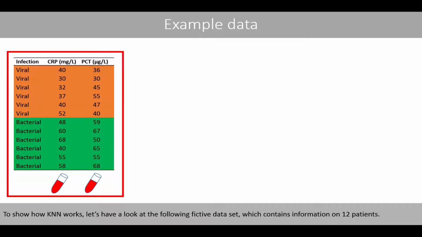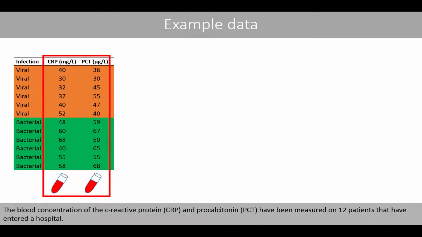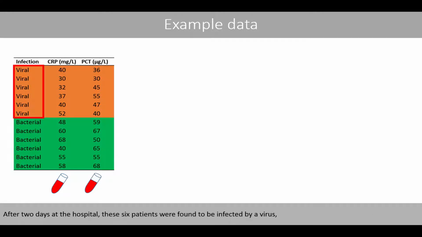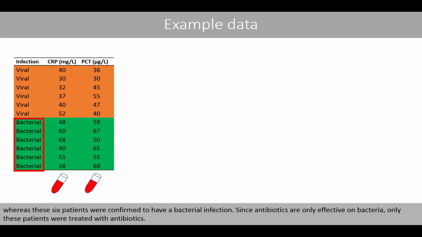To show how KNN works, let's have a look at the following fictive dataset, which contains information on 12 patients. The blood concentration of the C-reactive protein and the procalcitonin have been measured on 12 patients that have entered a hospital. Once the patients had entered the hospital, the presence of bacteria and viruses was analyzed. However, it usually takes several hours or days to determine if the patient has a viral infection or a bacterial infection. After 2 days at a hospital, these 6 patients were found to be infected by a virus, whereas these 6 patients were confirmed to have a bacterial infection.